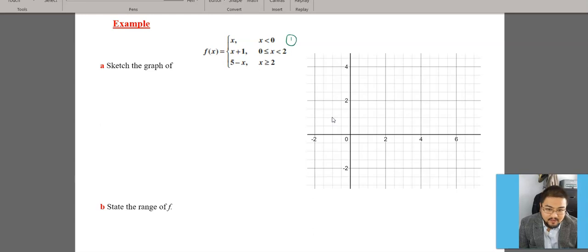This is the first graph that I'm going to do. So y is equal to x, or f of x is equal to x. Okay, and we want to make sure that the domain is from negative infinity to 0. And this is going to be round brackets because it cannot equal 0. It's round brackets.